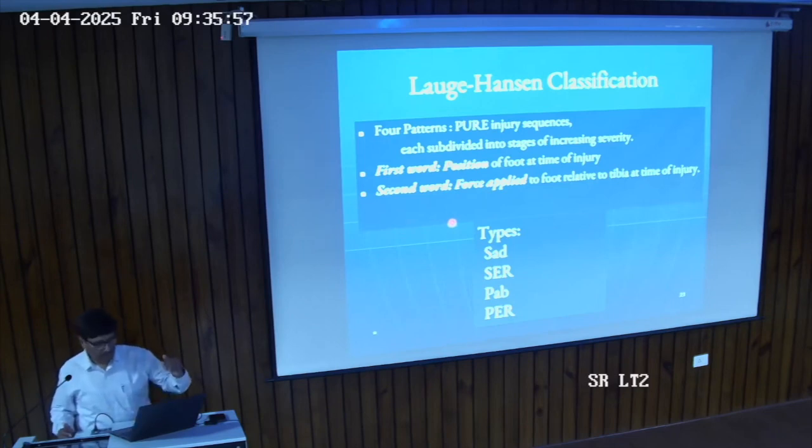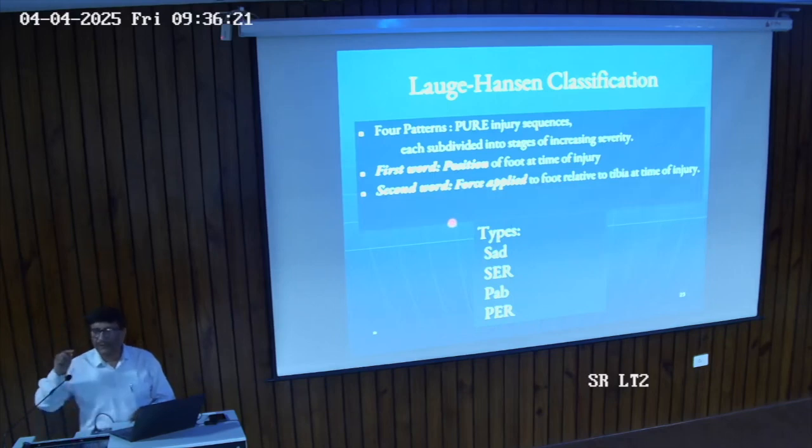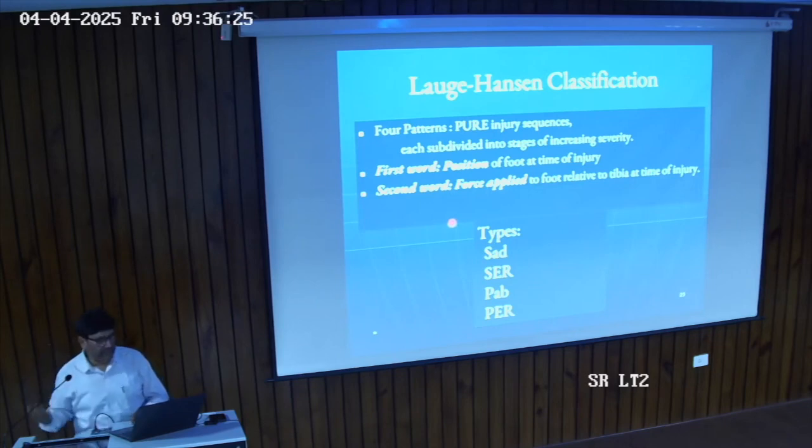So from SAD to PER, the injury pattern has evolved. Supination adduction is the most simple pattern, and as the severity grows, it goes from SAD to SER, then PAB and PER. Another important thing, which I will repeat later, is the fibular fracture. The level of the fibular fracture goes higher and higher as the severity increases.